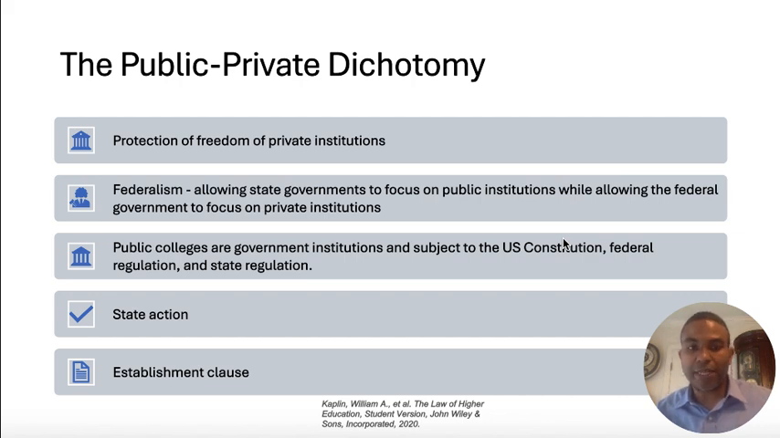We'll talk more about a situation known as state action. We'll also talk about the Establishment Clause when it deals with issues of religion on college campuses.